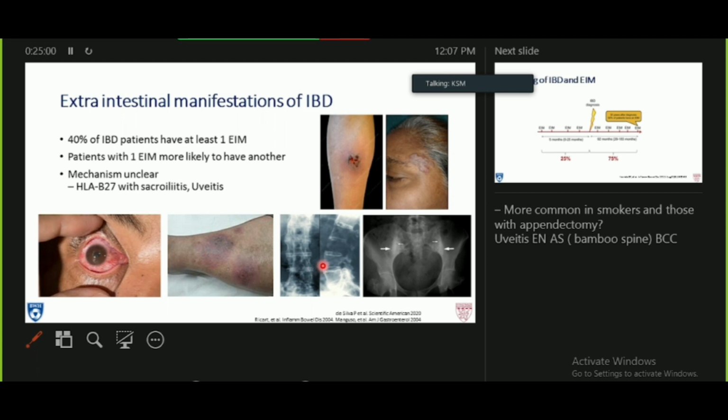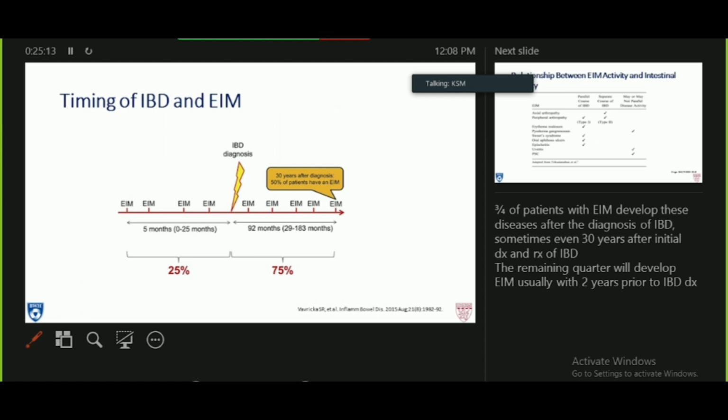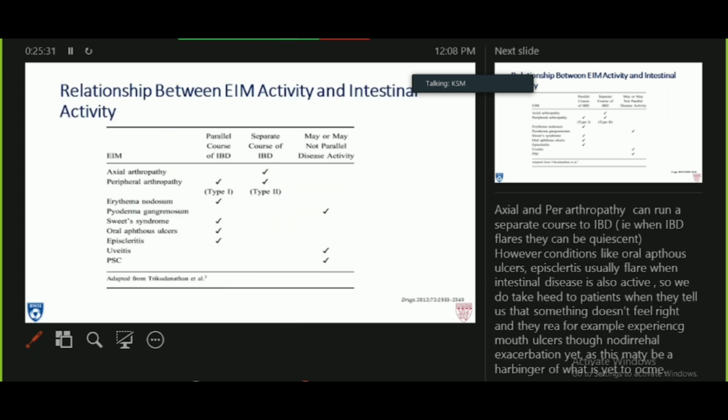Ulcerative colitis patients can often have concomitant ankylosing spondylitis, and this is the classic bamboo spine appearance that we can see on X-ray, and also they can have sacroiliitis as well. About 3/4 of patients with extraintestinal manifestations actually develop this after their IBD diagnosis, but about 1/4 can develop their extraintestinal manifestations up to 2 years before their actual diagnosis of IBD is made.